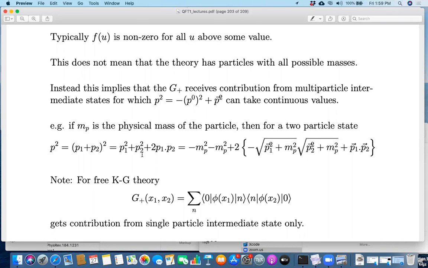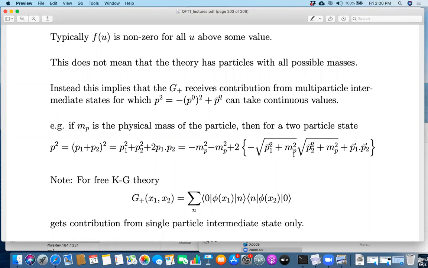p1 square of course is minus mp square, and p2 square is also minus mp square because these are particles of mass mp. But 2 p1 dot p2 is given by this, and this can take any value, because p1 and p2 can vary continuously. I'll say what values it can take.